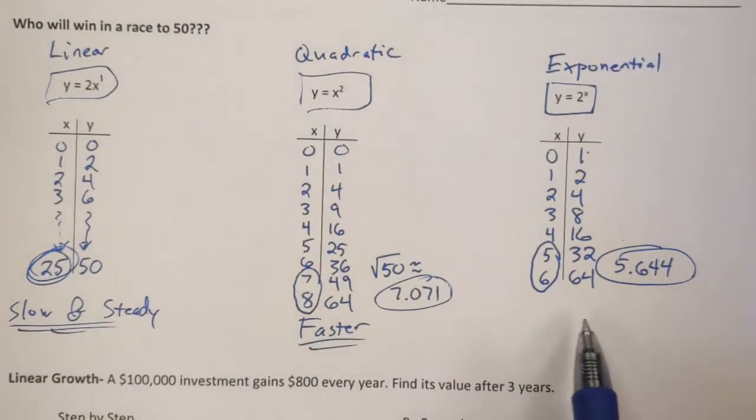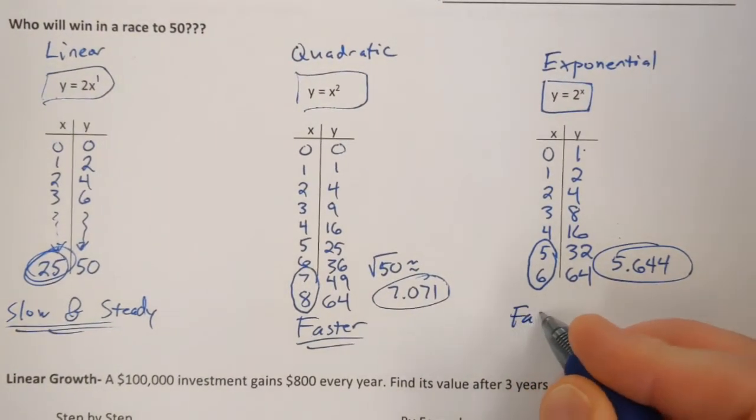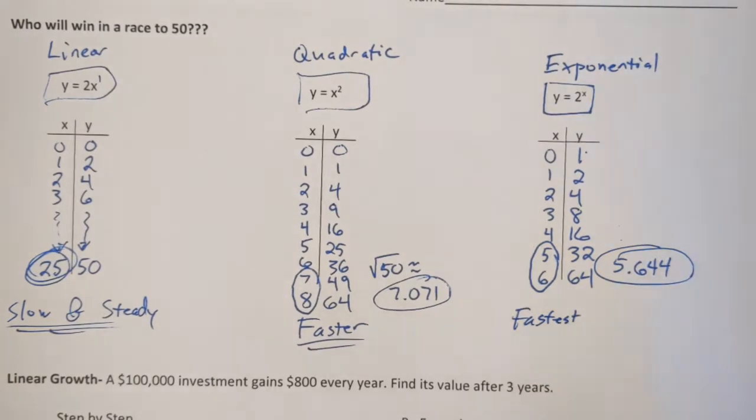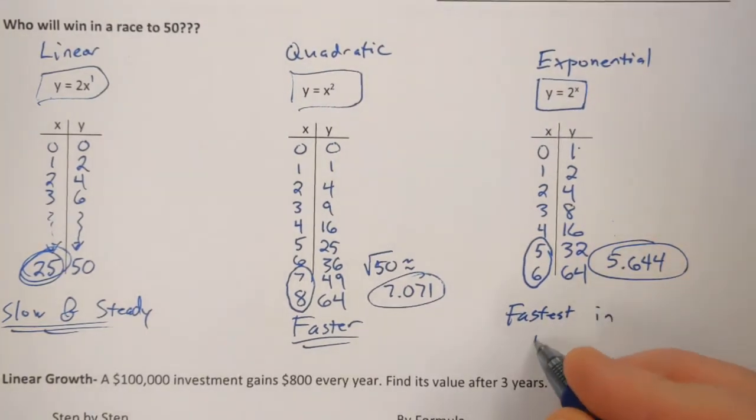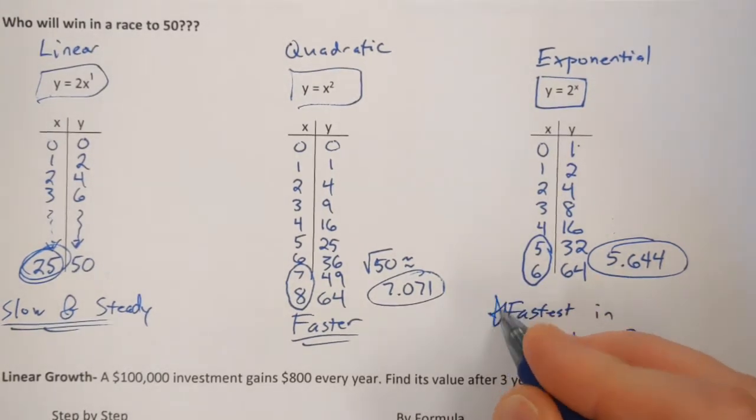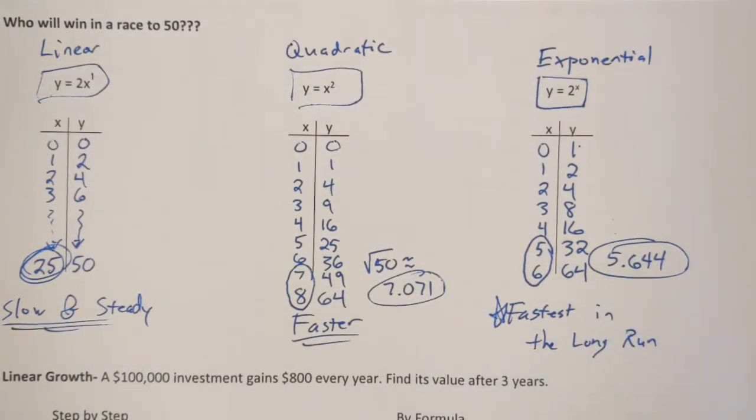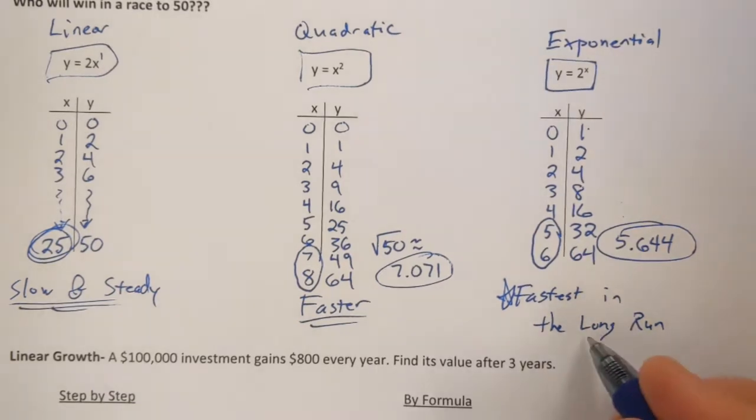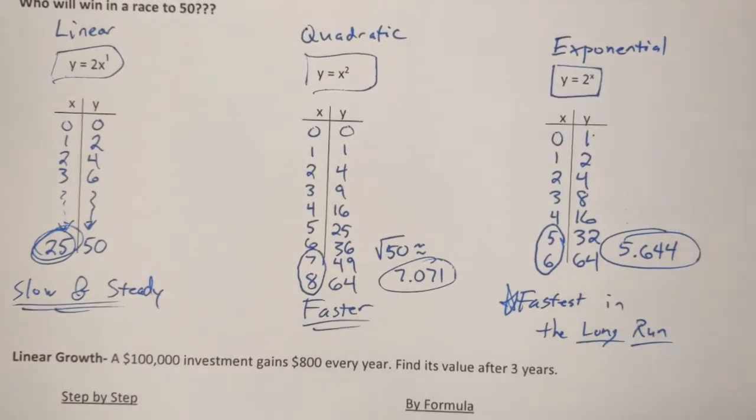And what you'll find, exponential is always the fastest, but there's a catch. In the long run. It's not always the fastest right off the bat. It's not always the fastest right out of the gate. But in the long run, exponential growth always wins.